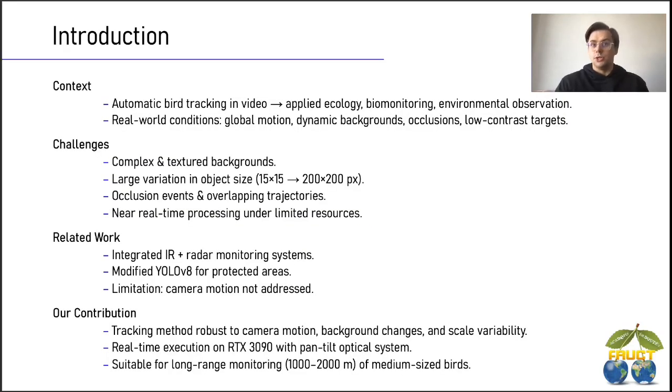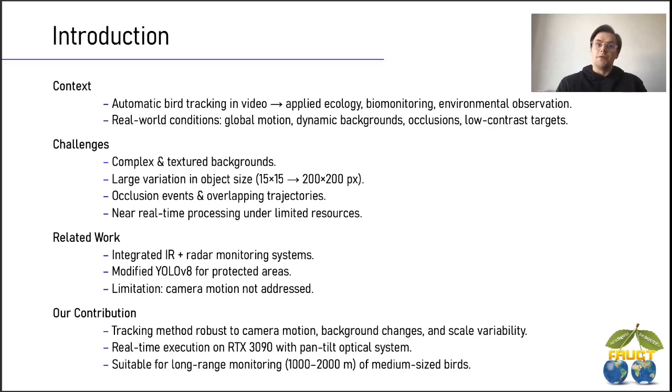Automatic bird tracking in video is a key task in applied ecology and biomonitoring. It helps researchers analyze migration patterns, estimate populations, and understand behavior over large areas. However, real-world monitoring is very different from laboratory conditions. The video scenes are full of motion, both from the camera itself and the environment. Backgrounds are complex, objects are tiny and low contrast, and birds often overlap or disappear behind trees and clouds.